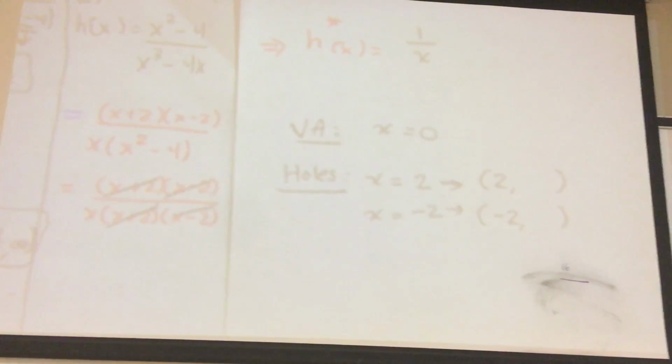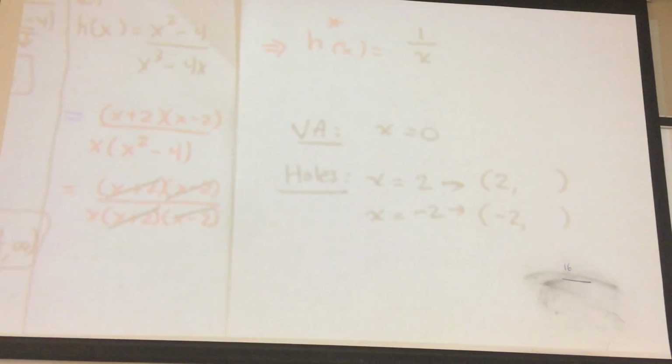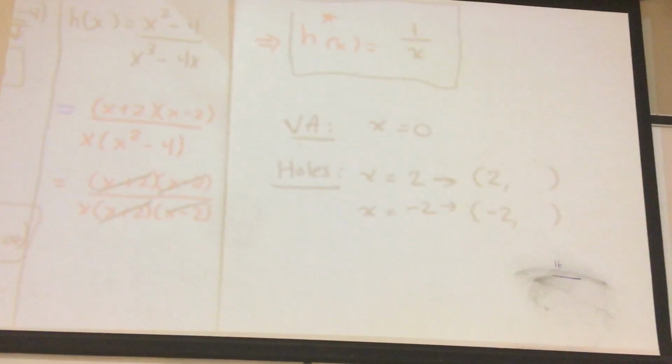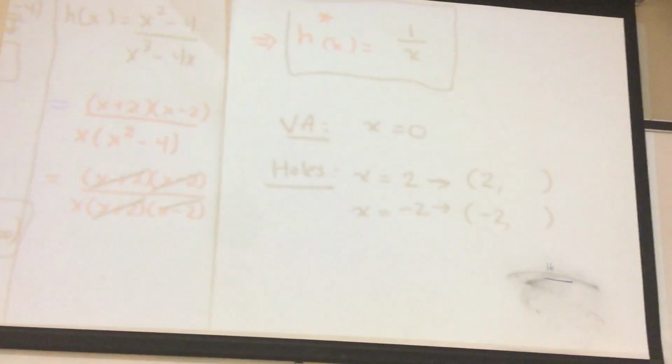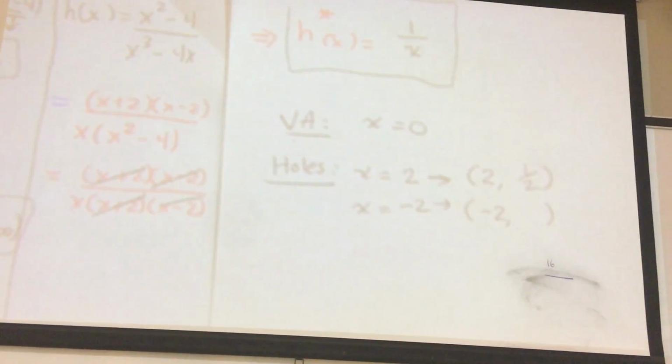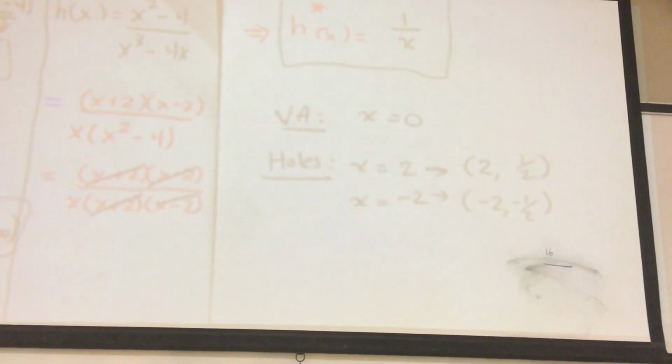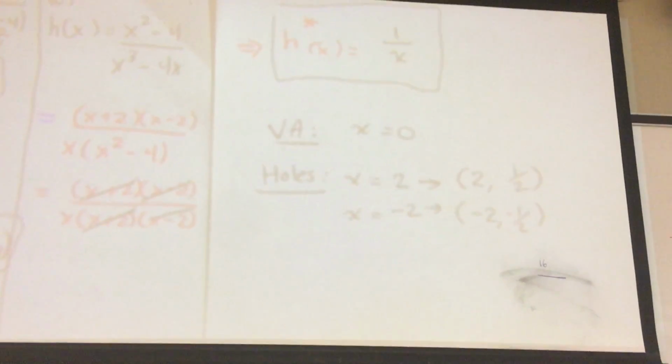So how would I find those y's? Where would I plug them in? Well, into the reduced version, of course. What happens if x is 2 in the reduced version? 1/2. And what happens if x is negative 2? Yeah, so at those specific places, you would have open circles. So now you can know exactly where those holes are.